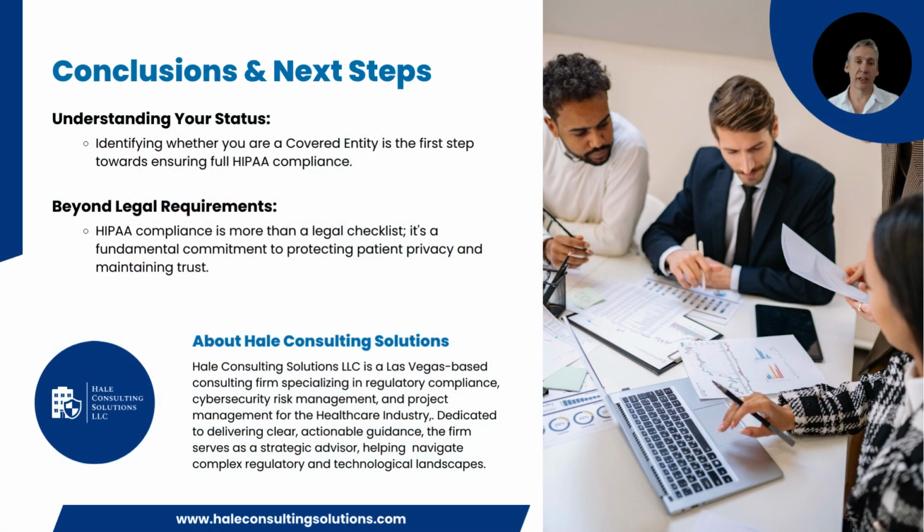So, conclusions and next steps. First of all, understanding your status. This is really going through and understanding: are you a covered entity? Are you a business associate? And what other covered entities and business associates are you doing business with? Once you have that, you can start doing that due diligence of doing the assessments and making sure that you have all of the mitigations, all of the controls in place, so that you and your associates are doing business in a HIPAA compliant manner.